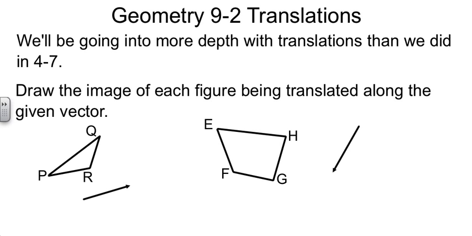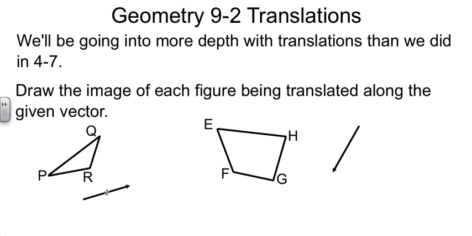This is Geometry, Chapter 9, Section 2, in which we will be studying translations. And again, we're going to look at it in more detail than we did back in Chapter 4. Now that we understand more about vectors from the last chapter, we can use a vector to translate our image. It's still going to be moving it to a different location.